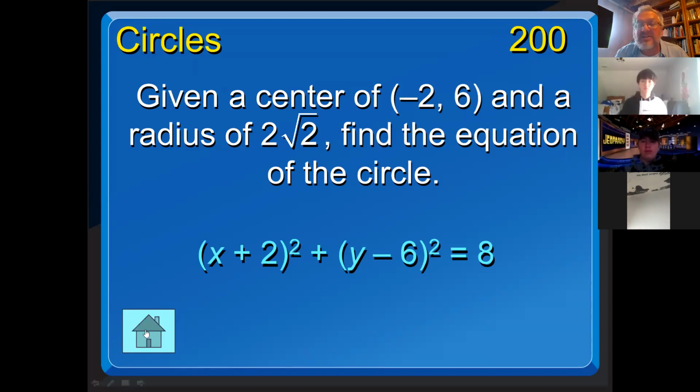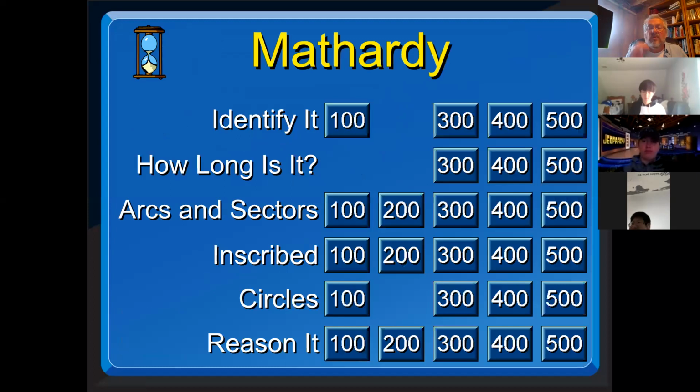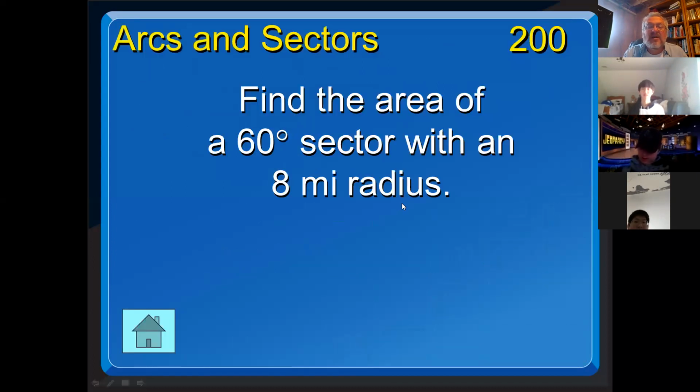All right, so that gets Jason up to 700. And you've got the board. Okay. Arcs and sectors, 200. Find the area of a 60-degree sector with an 8-mile radius.